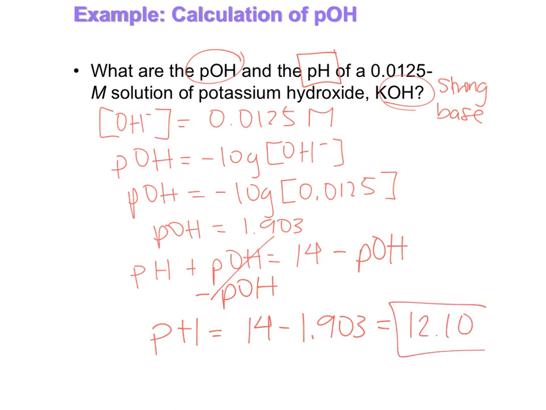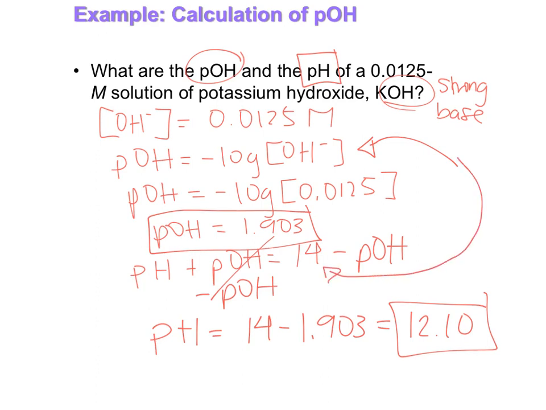So we found the pH and we found the pOH, right? Very simple problem. As long as you know these definitions, and also know the fact that pH plus pOH is equal to 14, those are the important points from this.